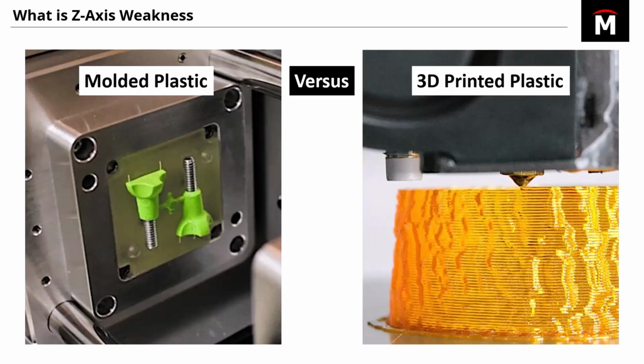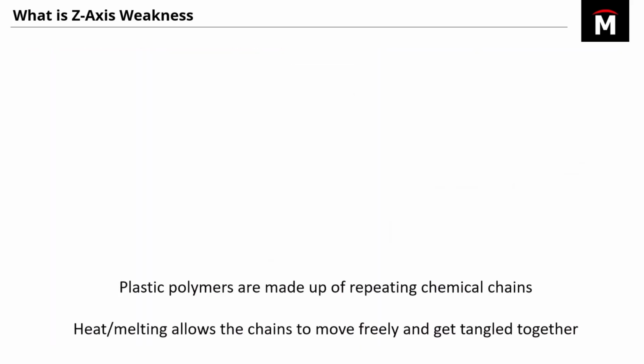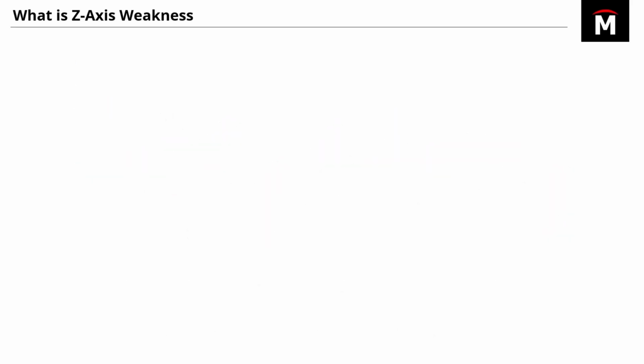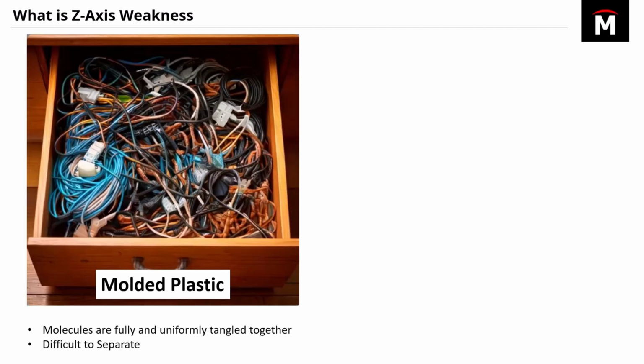One is at a molecular level, which I won't go into too much detail on because I am not a chemist, but plastic polymers are made up of these repeating chemical chains. Whenever the plastic is heated up or melted, the chains can move freely and they get all tangled up together, which gives the plastic its strength. If we visualize these polymer chains as electronic cords, molded plastic is like that drawer most of us have where we dump all of our cords that we never use but can't get rid of for some reason. And all these things get all tangled together and it's totally impossible to separate one from the other.